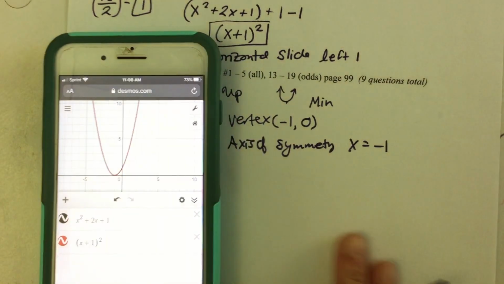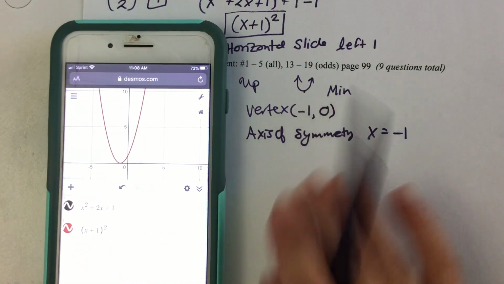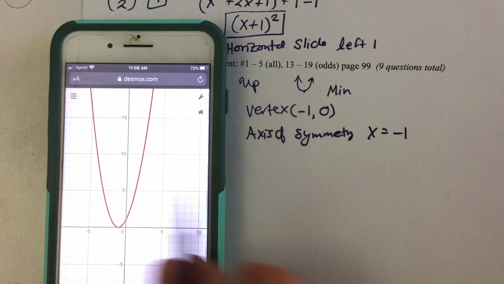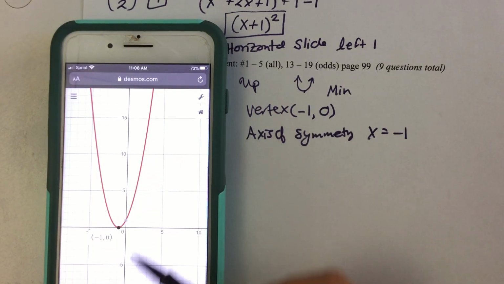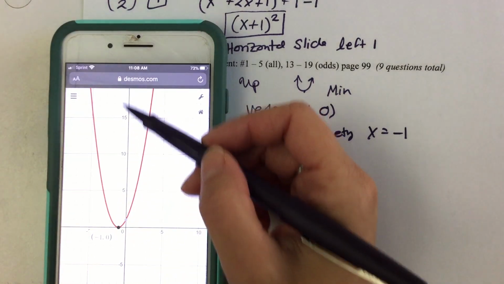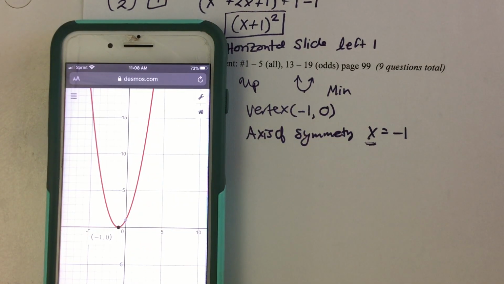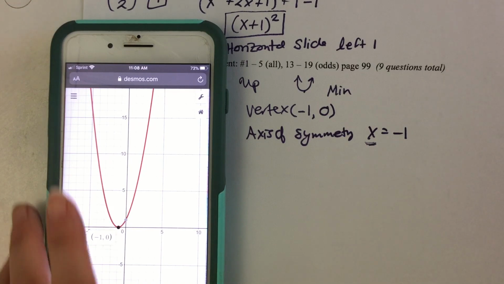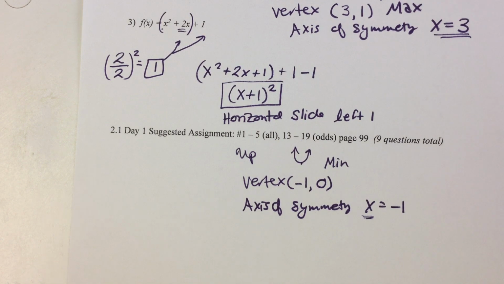Now let's go ahead and check. We have a graph opening upwards, yes. So our vertex is a minimum, yes. We said our vertex should be at -1, 0. If I go to the left 1 and I have a line that cuts through the x-axis, that should be my axis of symmetry. That's what we got. Okay, so that is the very first part of 2.1.